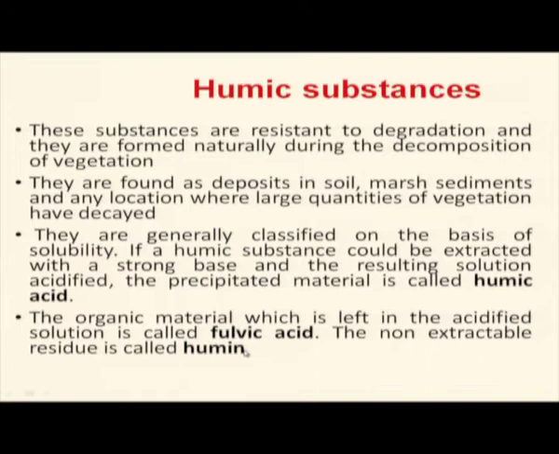So, we can classify humic material into 3 types: humin, the non-extractable residue in both acid and alkali, where nothing will happen; humic acids, which are soluble in alkali and precipitated on acidification; and the organic material left in the acidified solution after neutralization, which is called fulvic acid. So, acid-base reaction, neutralization, is very helpful in distinguishing the 3 fractions of humic matter, namely humin, fulvic acid and humic acid.